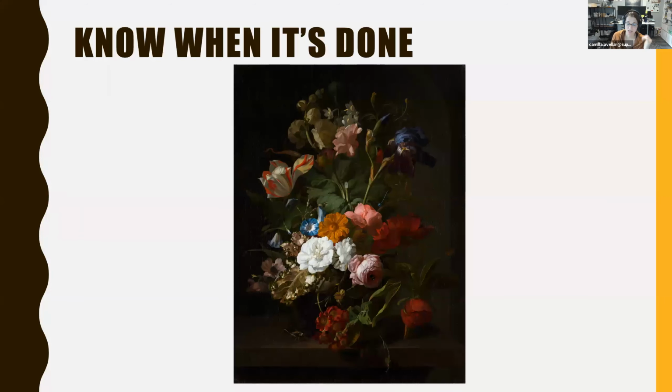Lastly, for the process, is to know when it's done. With a lot of creative endeavors, writing a book, making a movie, painting a painting, you can always keep improving it forever. You can always put an extra touch. You can always make it a little bit better. With games, it's the same thing. But perfect is the enemy of good enough, and perfect is also the enemy of done.